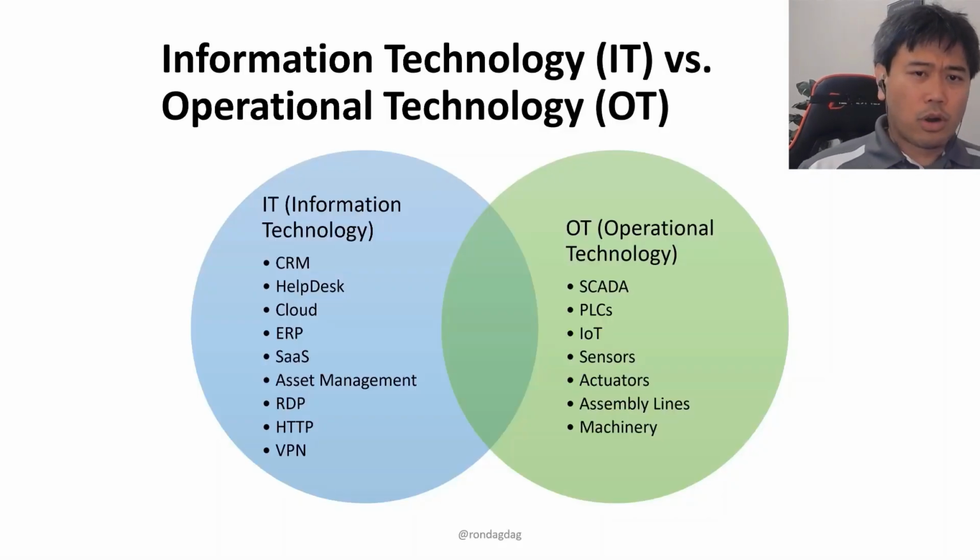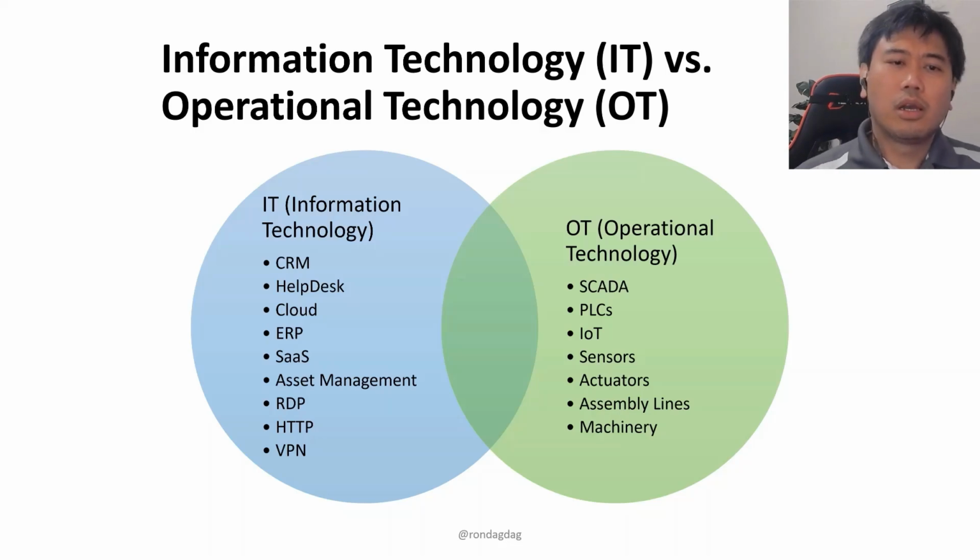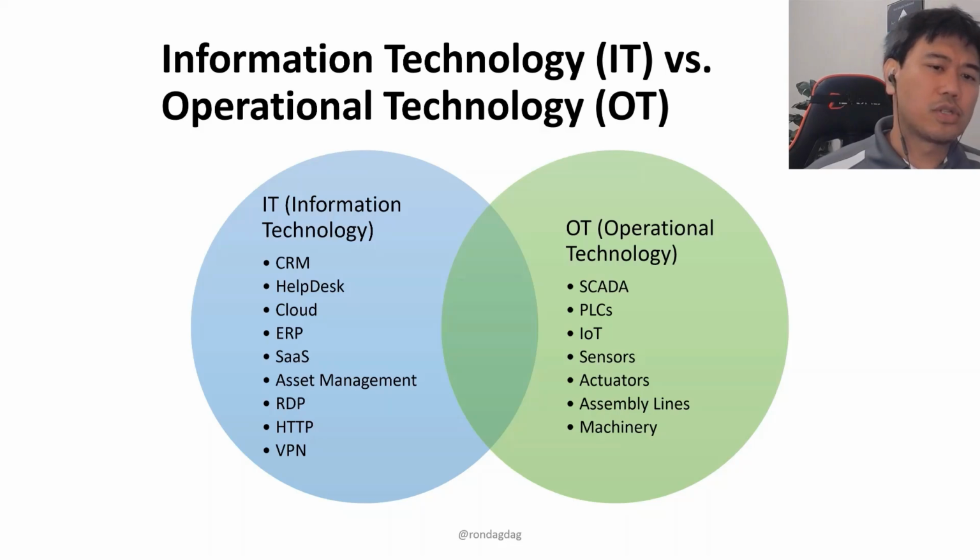Of course, we're all familiar with IT, which is the information technology. But also there's part of this that you have to merge with the operational technology. So what's the difference between the two? Information technology, when we start talking about the CRM, help desk, cloud, ERP, software as a service, a lot of the things that we're familiar with.